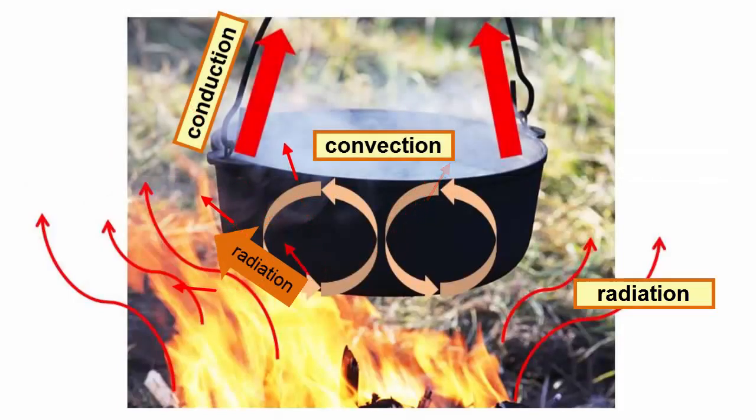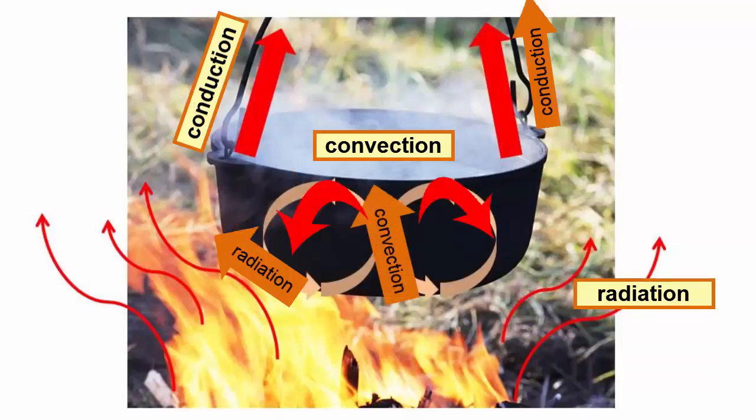In this image, we see the hot fire radiating heat outwards. The bottom metal of the pot picks up some of that radiation and heats up. That heat is then conducted through the pot to the water in contact with it. The water molecules within the pot mix with each other and transfer heat evenly within by convection.